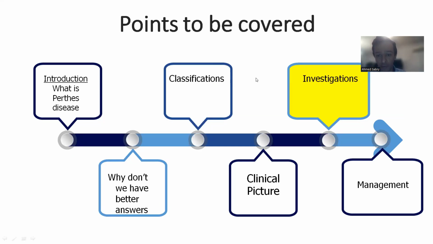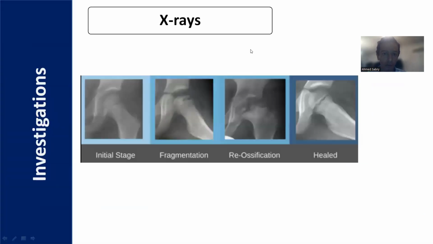Now we'll move to the investigations. So the most important thing is X-rays. Like we discussed earlier, all classifications depend on X-rays. Also, we determine the outcome by X-rays. So in a case of Perthes, maybe we can only order X-rays and that's all.